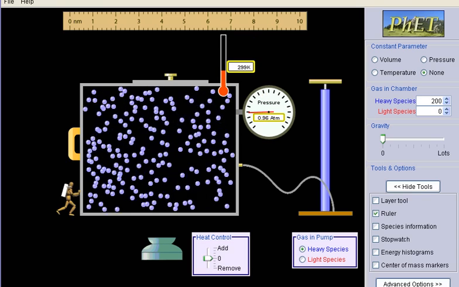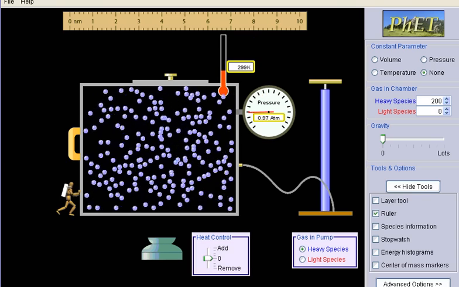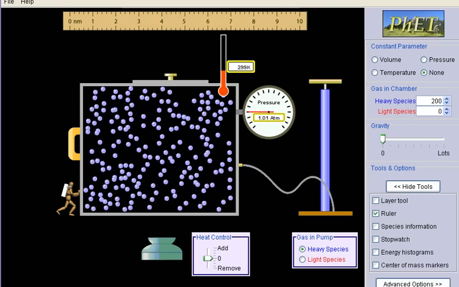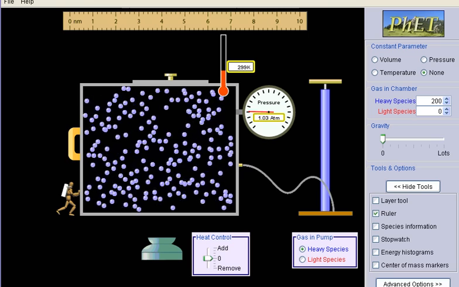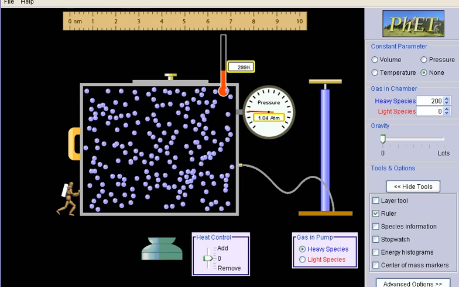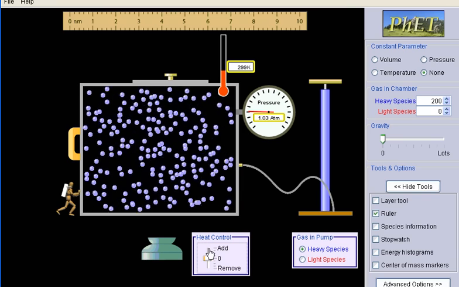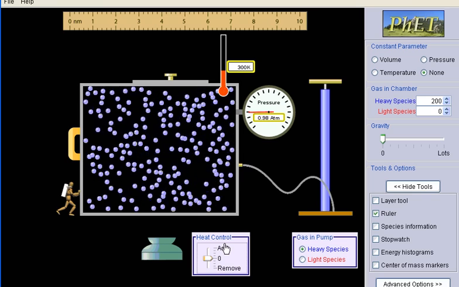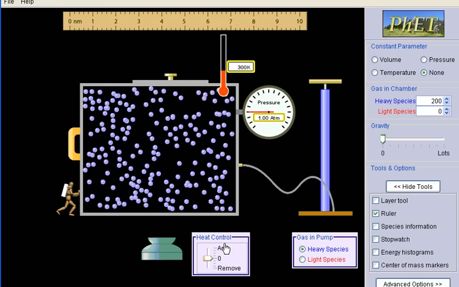All right, and I went ahead and reset the situation again. We are at 200 of the heavy species again. We're at 299 Kelvin, 1 atmosphere. And let's see if we can warm that up just a tad. 300 Kelvin, there we go. You always want to start at 300 Kelvin because it just works out well that way.